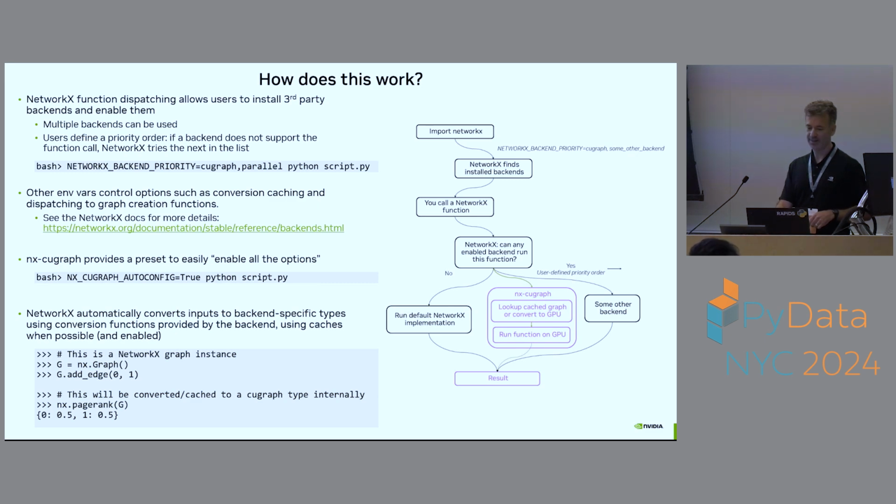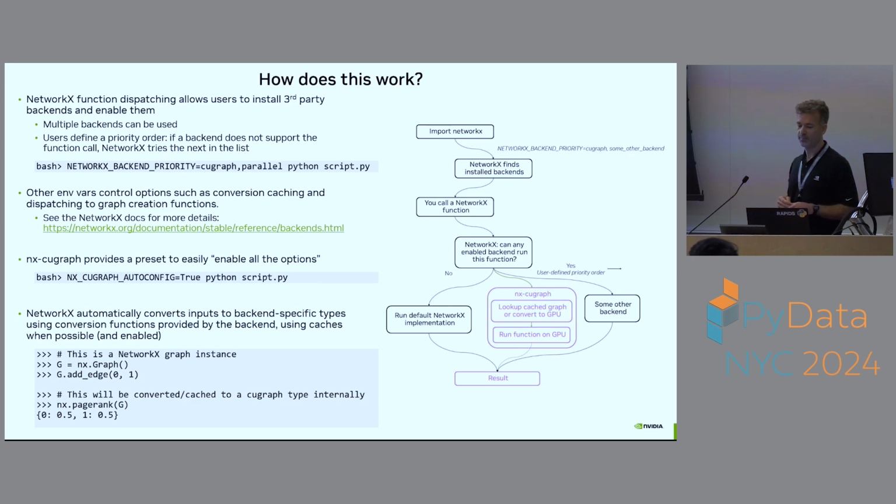So how does this all work? I mentioned NetworkX adding support in 3.0 earlier for these third-party backends. This is referred to as function dispatching. It happens at runtime, and you can get a rough idea of the flow here, where NetworkX finds the installed backends. You call a function. It checks, do any of the backends support this function? And if so, it'll call the first one in the prioritized list that you gave it.